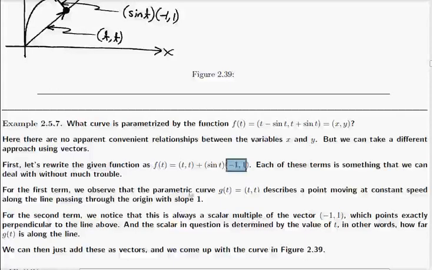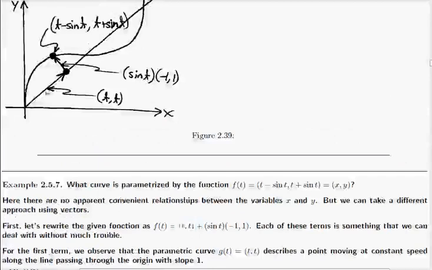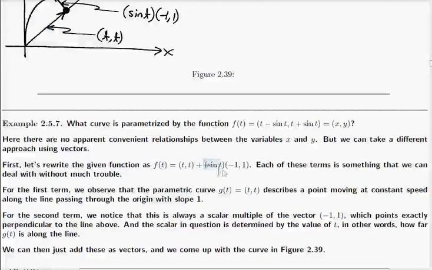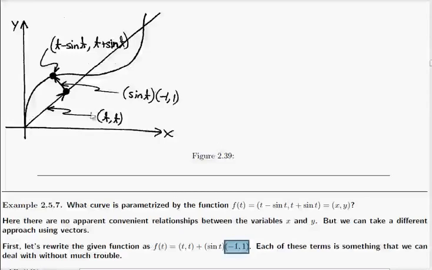Right? And when you make that observation, you think, well, this is an easy parametric curve. There's no problem with that. Looks like t, t. That just follows the straight line y equals x. And what about this? Well, here I have an oscillating magnification of that constant vector, negative 1, 1. And negative 1, 1 is easy. It just points kind of up and to the left.